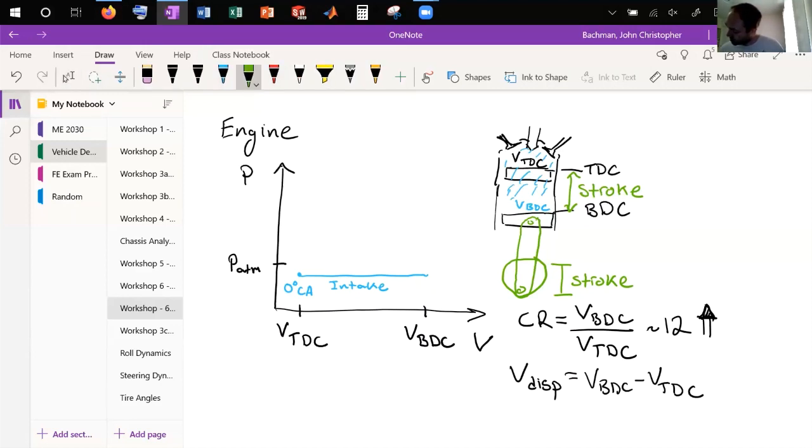And then we're going to compress. So we hit about 180 degrees, and then we compress this, and this is your compression stroke. And then usually a little bit before you're at top dead center, you're going to have your spark go. So right here, we'll have our spark, maybe around 10 degrees. We usually say 10 degrees before top dead center.